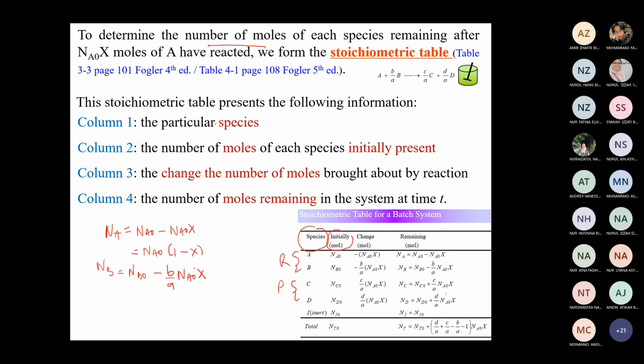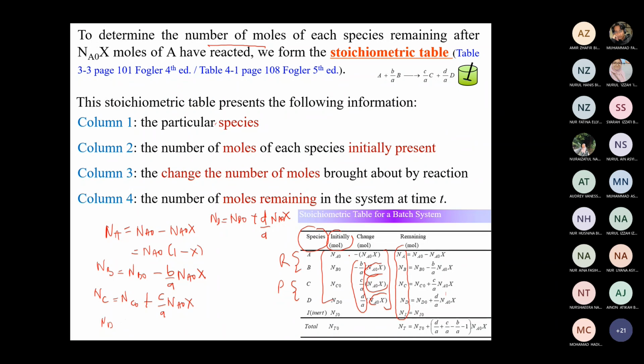Remember, this is the moles of A reacted. We refer to the same thing everywhere here. Moles of A reacted. The difference is here. For NC we have NC0 plus, remember formation should be plus, plus C over A times NA0 X. The same for ND, which is equal to D over A NA0 X. So the remaining would be this one. Just put it back in relation to this.